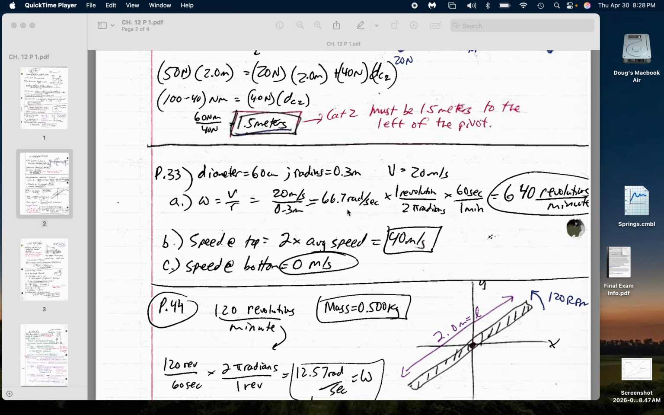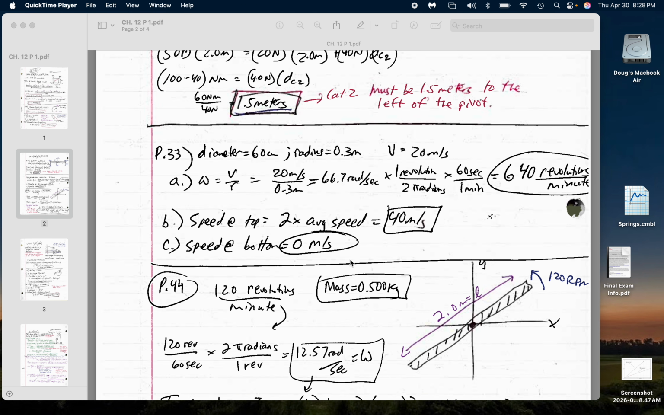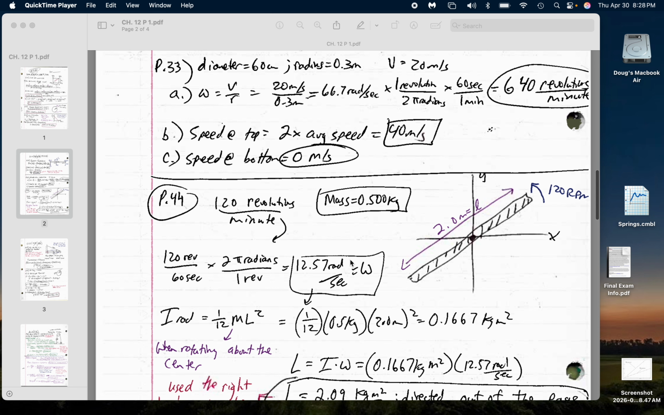If it wants it in RPM, we take that angular velocity in radians per second, times 1 revolution over 2 pi radians, times 60 seconds over 1 minute. This is essentially unit conversions like you learned way back in chemistry land. So therefore, the speed at the top is twice the average speed. The speed at the bottom is 0, because the instant it's touching the ground, it is not moving.